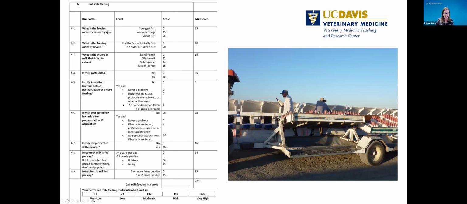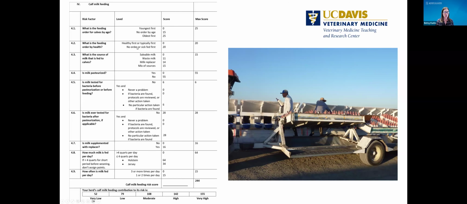In calf milk feeding, this was an area where you can see at the bottom the total risk score of 244. This was one of our highest categories. And so certainly an area that we really encourage people to take a close look at. Most specifically, feeding order of calves, both by age and health. So, feeding healthy calves first is associated with less respiratory disease.